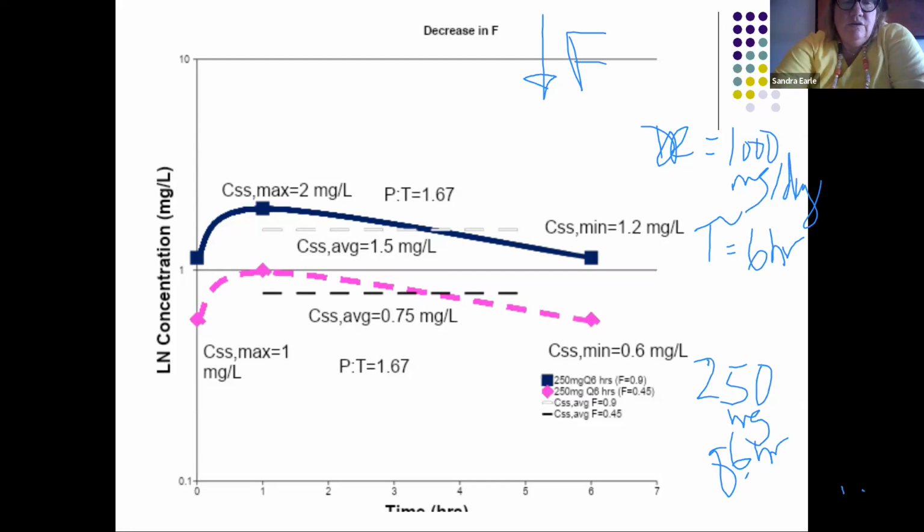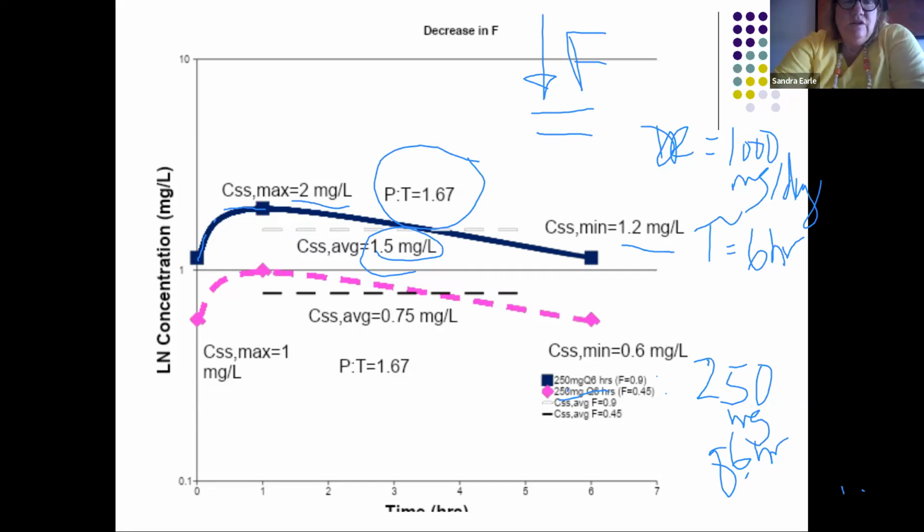So we're going along here with this blue line, and the CSS max is 2 milligrams per liter. The CSS average is 1.5 milligrams per liter, and the CSS min is 1.2 milligrams per liter. The peak to trough ratio is 1.67. But then what happens? We have a decrease in bioavailability. That's what this pink is. So we went from a bioavailability of 0.9 or 90% to a bioavailability of 0.45 or 45%. We are giving the same dosing regimen, 250 Q6.